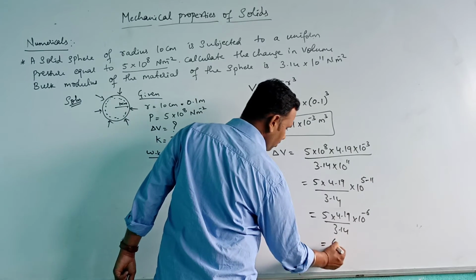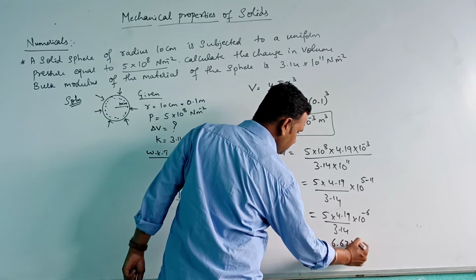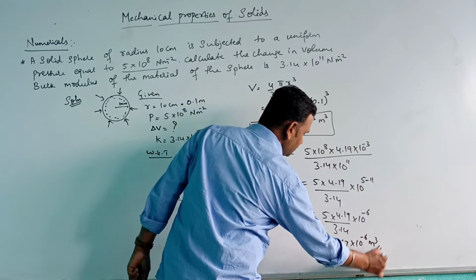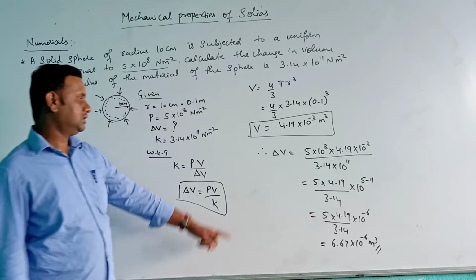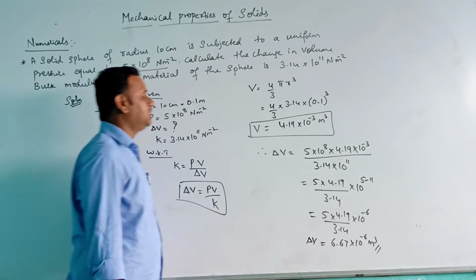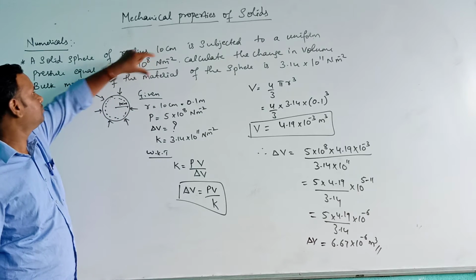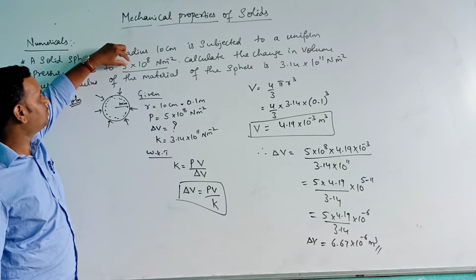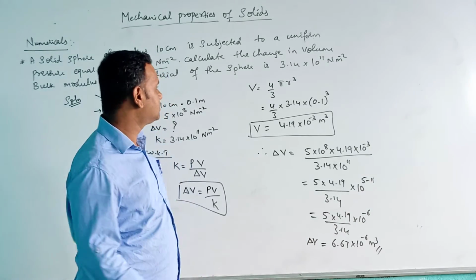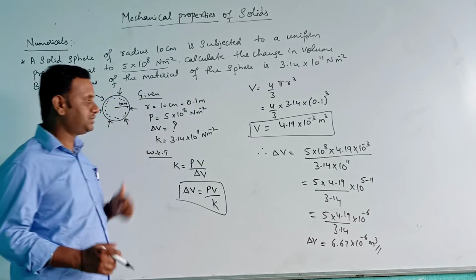If you do the calculation, you will get 6.67 into 10 to the power of minus 6 cubic meter as the answer. So this much is the change in volume of the sphere when it is subjected to a uniform pressure equal to 5 into 10 to the power of 8 Newton per meter square. So this is the solution for this question.